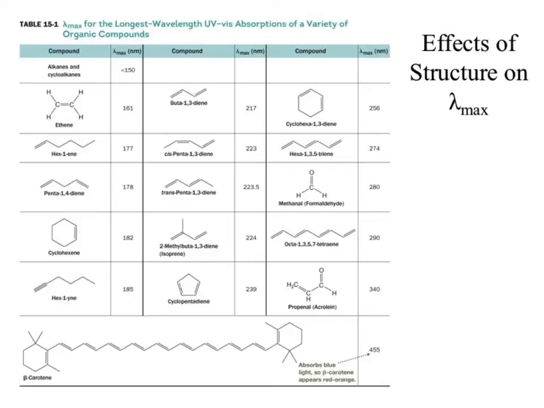If we look at our individual molecules, ethene requires 161 wavelength light to cause it to be excited. If we jump to buta-1,3-diene, the wavelength jumps to 217. Oh, but the number went bigger. What's the relationship between energy and wavelength?